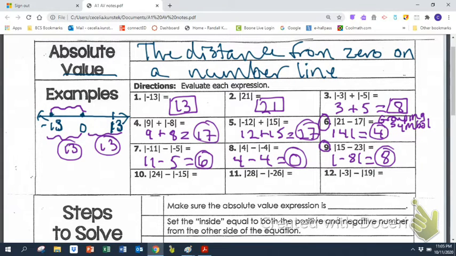Okay, moving on to number 10. 24 minus 15 is equal to 9. And then here we've got 28 minus that absolute value of negative 26 is going to be a positive 26. So that gives us 2. And then finally, this last one, go ahead and try it. Okay, so we've got absolute value of a negative 3 minus 19 is going to be 3 minus 19, and that's going to give us a negative 16.